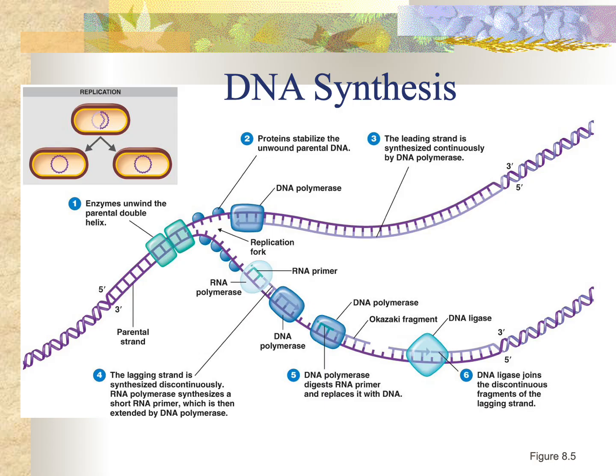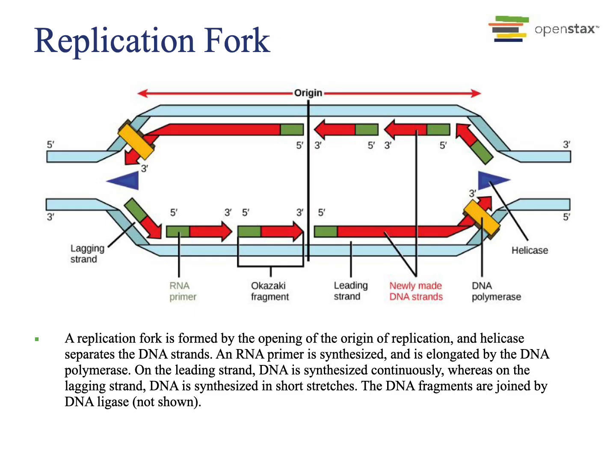And so this is kind of what it looks like. It's a whole bunch of enzymes working together. DNA polymerase works by opening the two DNA strands. That's what's called the replication fork. Okay, there's a little RNA primer that's needed on each strand.